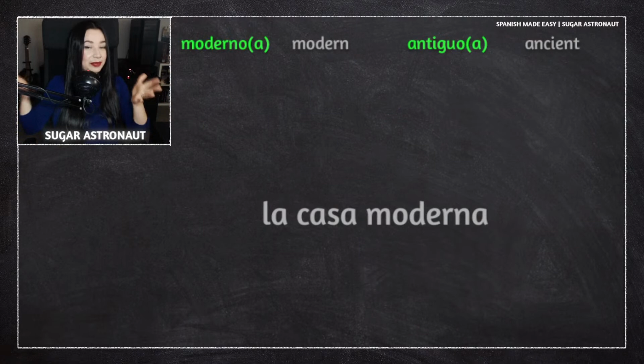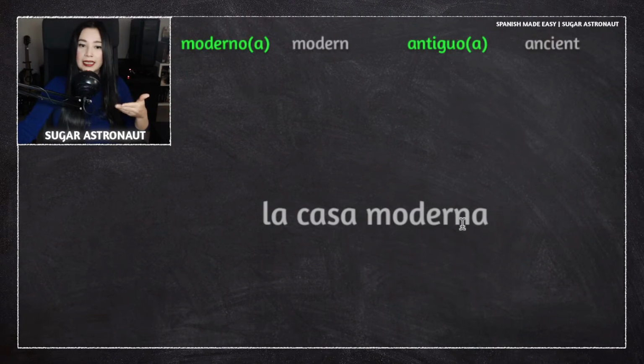So we have opposites here. Moderno, antiguo. And obviously, la casa is feminine. That's why I'm using moderna. La casa, feminine. We need moderna there.